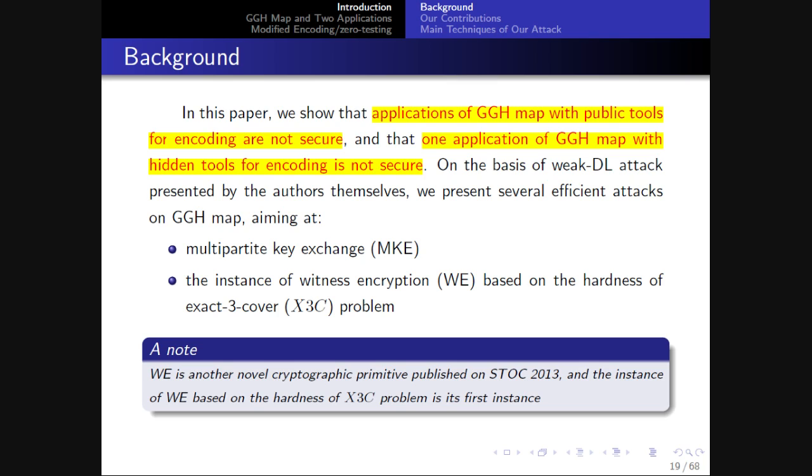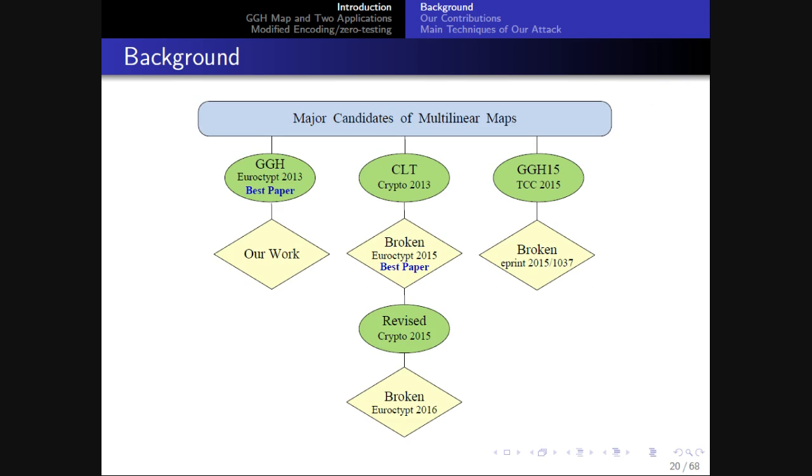A note, WE is another novel cryptographic primitive published on STOC 2013. And the instance of WE based on the hardness of X3C problem is its first instance. This is the situation about major candidates of multilinear maps, GGH, CLT, and GGH15. I should say that GGH15 and GGH are quite different, from different structures. Then here is our work.